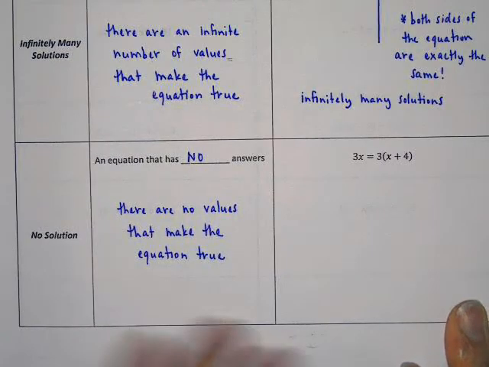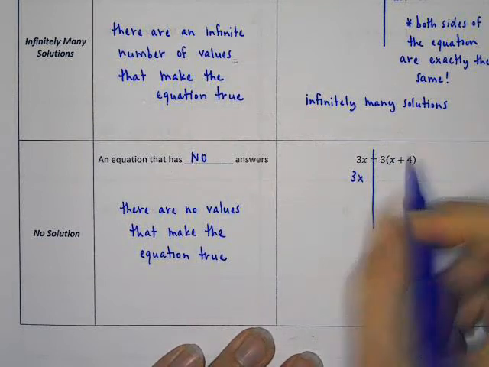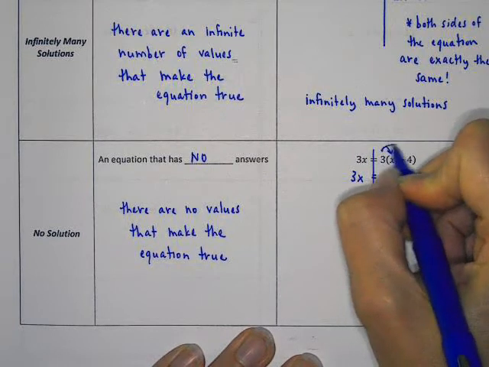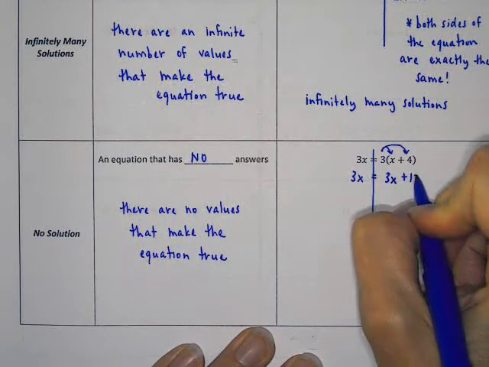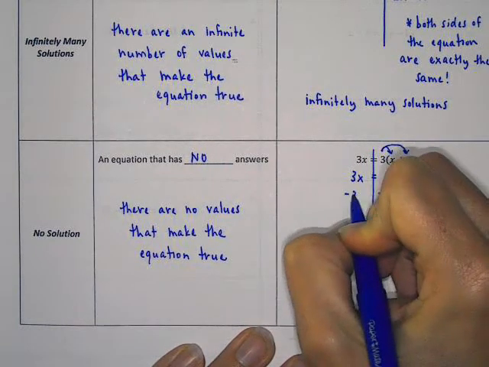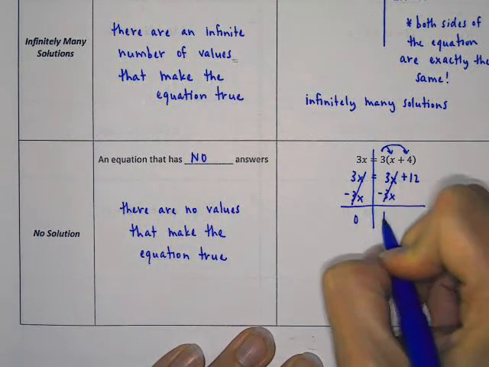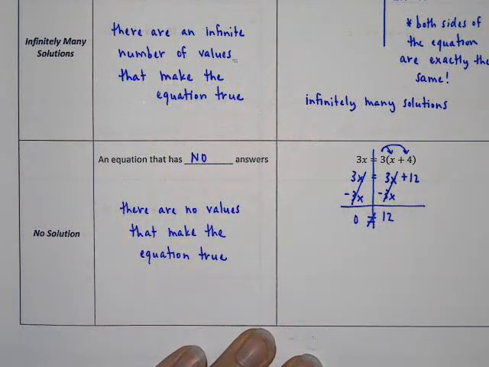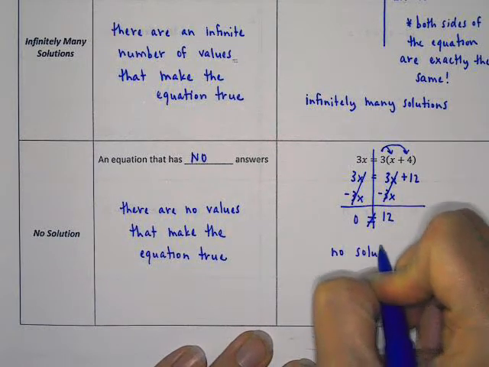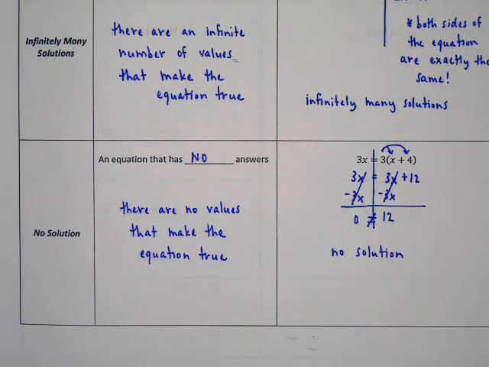So again, we may not be able to immediately tell, but when we go to solve our equation, this is 3x. I know I have to distribute on this side. So I get 3x, and then 3 times 4 is a positive 12. Now, if I decide to move my variables over and I subtract 3x on both sides, this would give me 0, but I'd be left with 12 over here. And we know 0 is not equal to 12. And so then we would say that that has no solution, because there's no value of the variable that's ever going to make this equation true.